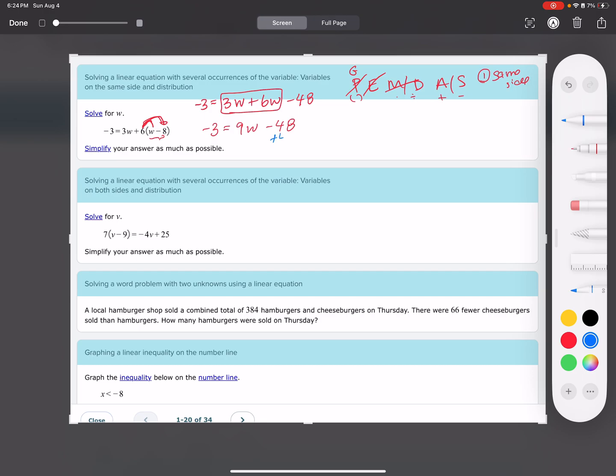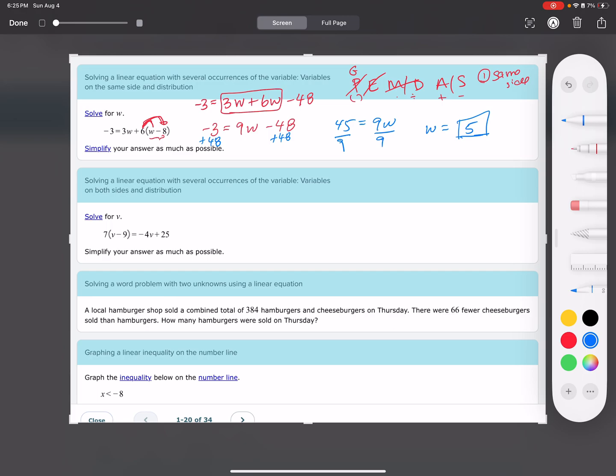Now I'm going to combine the like terms on the left side and right side. I'm going to add 48 on this side and add 48 on this side. 48 minus 3 is 45, and then I have 9W. So divide by 9 on both sides, and that's going to be my answer. 9 times 7 is 63, 9 times 6, of course, so 9 times 5, I'm sorry. There we go. So W is equal to 5.